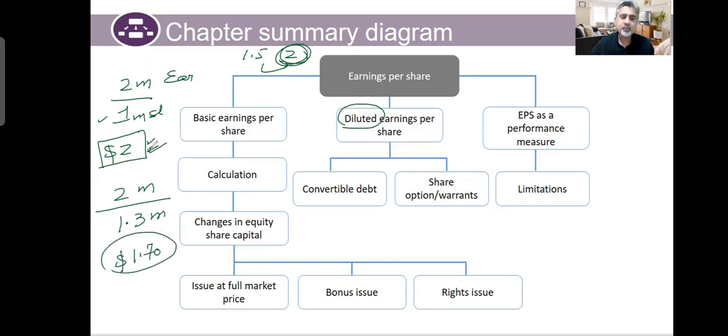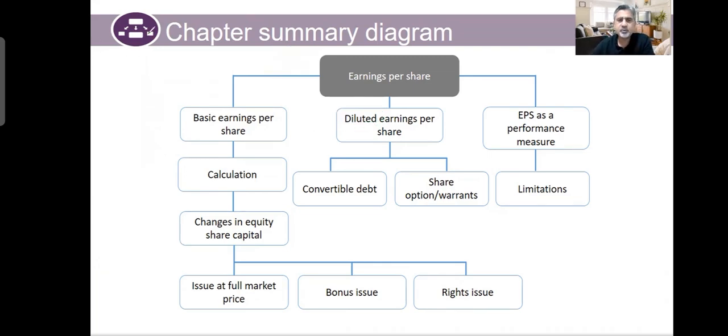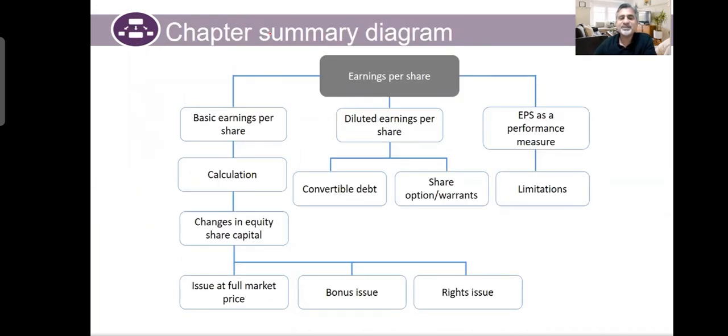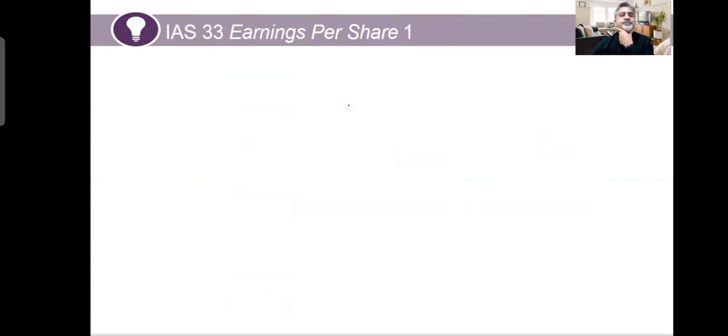So basic would be 2 because it only includes existing shares. Diluted EPS would be 1.7, because it includes other potentially converted shares as well. So these are the 2 types of EPS we will discuss. So far, it looks like basic is very easy, but basic also has quite a lot of complications. We just started now.